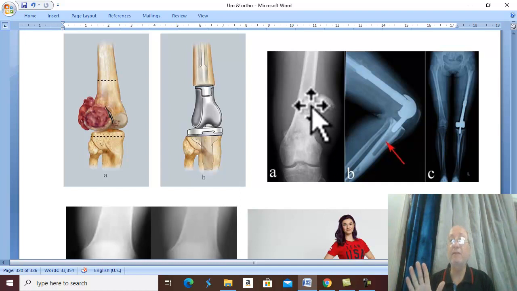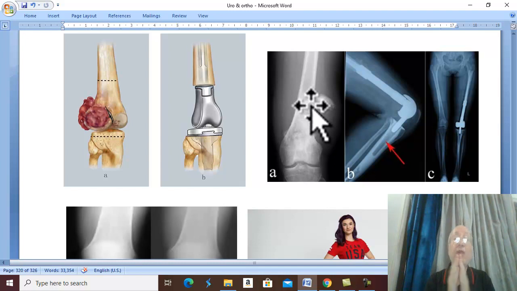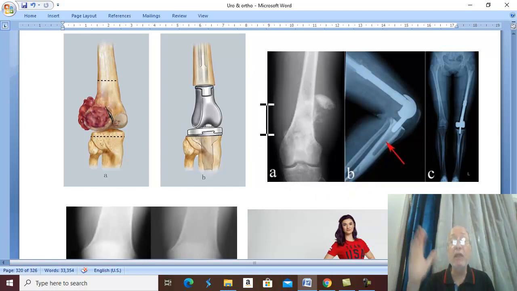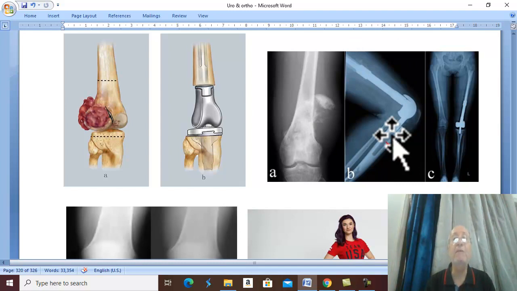The most popular nowadays is limb salvage surgery, also called limb saving surgery. Limb salvage surgery consists of excision of the tumor, as in this patient, excision of the tumor with a wide safety margin. But there is a wide defect. The wide defect is replaced by this. What is this? Replacement of this defect by prosthesis. This is the most popular surgery nowadays for osteogenic sarcoma.